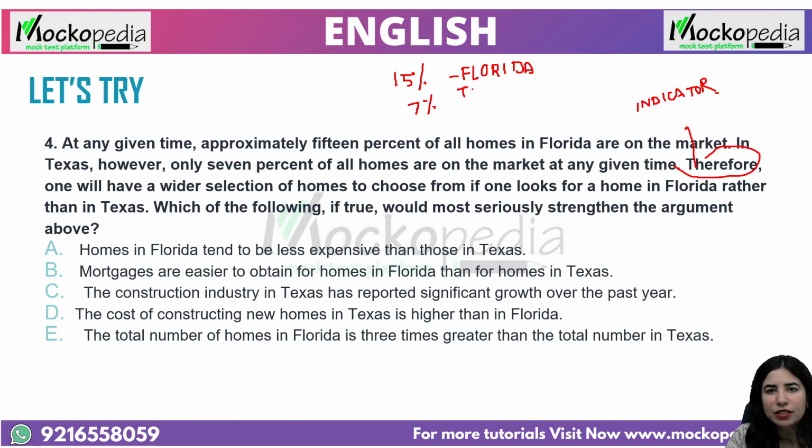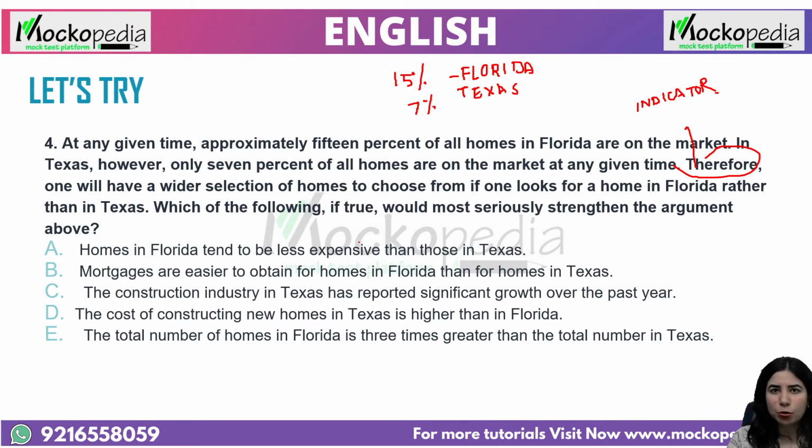So clearly, on the basis of the facts, we can say that you have more options available in Florida, right? So you have more options, a wider selection of homes. That's something which is pretty clear as far as the argument is concerned. Now, if we are supposed to strengthen the argument, any answer choice which reinstates the idea should serve as the right answer. So homes in Florida tend to be less expensive than those in Texas.